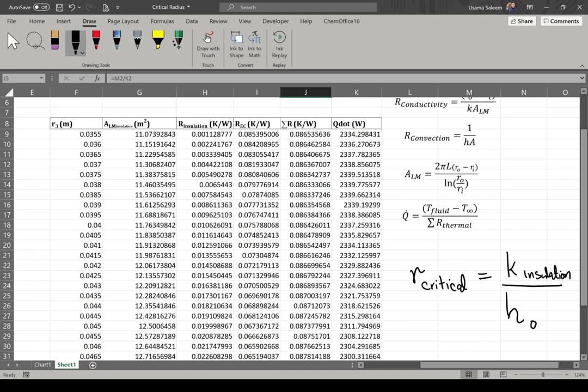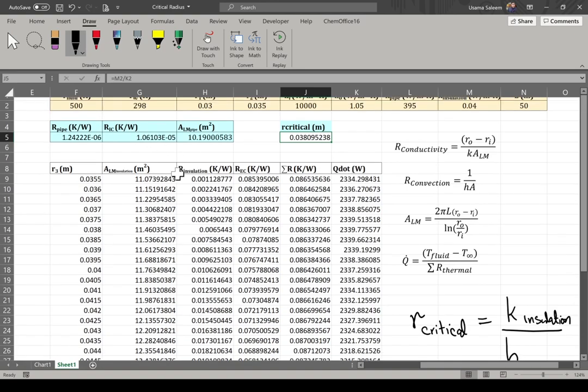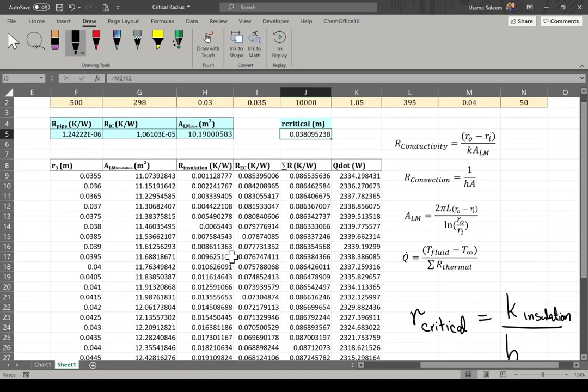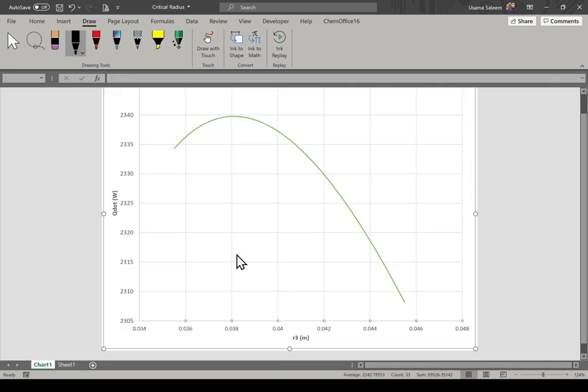All right, so yeah guys, this pretty much concludes our video. This was a fun engineering exercise. We explored how varying the radius, keep in mind that by varying the radius you're actually varying the thickness of insulation, impacts the rate of heat transfer. And we were able to visualize that pretty nicely.